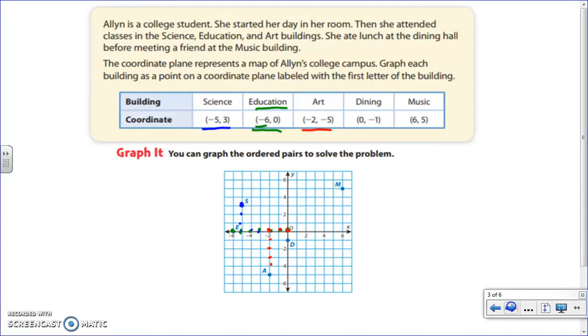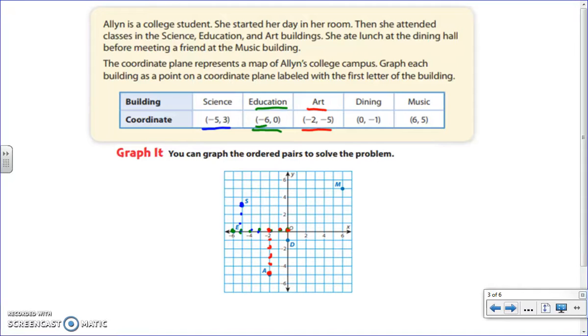It's starting here, 1, 2, 3, 4, 5. Okay, so it's 5 from where you begin. It's a distance of 5, an absolute value of negative 5, a distance of 5. So you can see they labeled art with A.